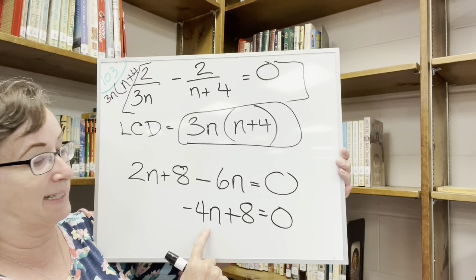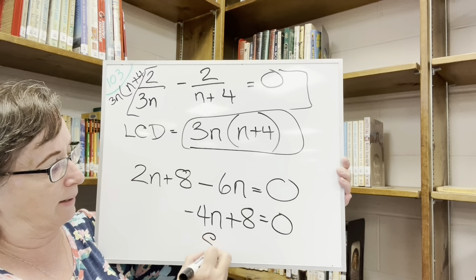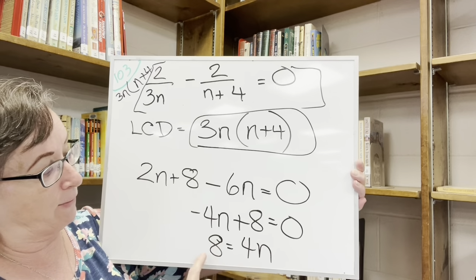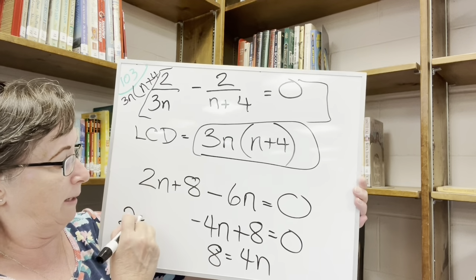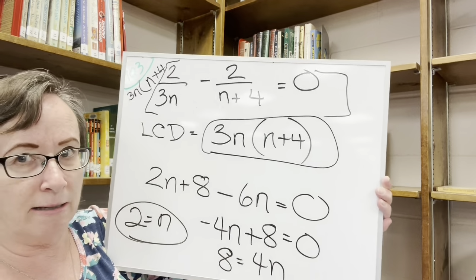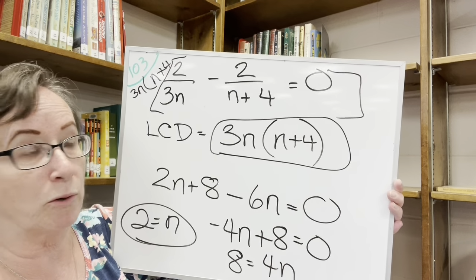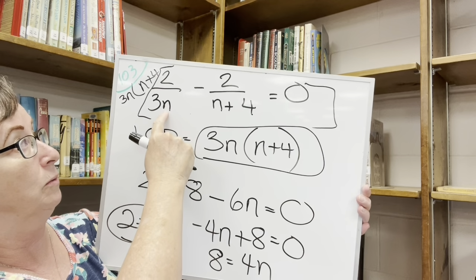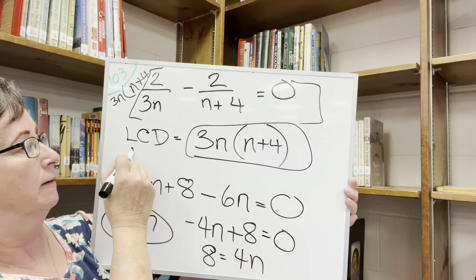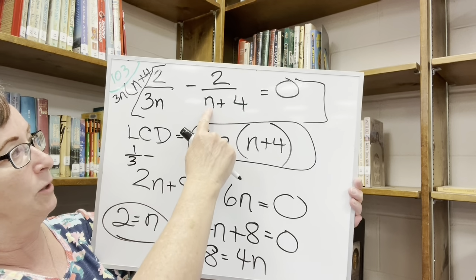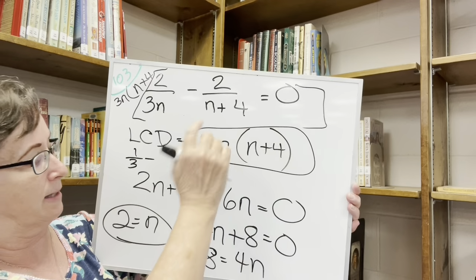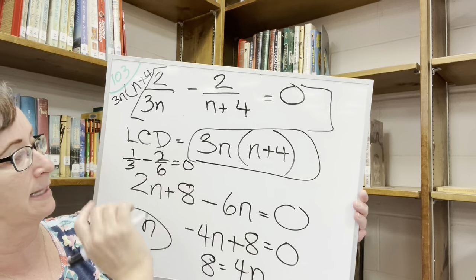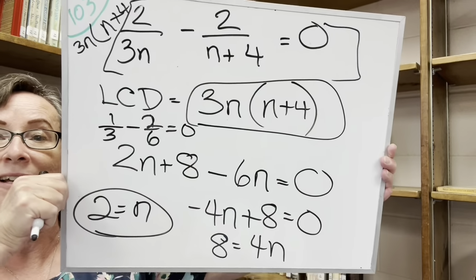And because this is already negative, I can throw it on the other side. So I get 8 is 4n by adding 4n to both sides. And then if I divide by 4 on both sides, I get 2 equals n. And it is not a 0, therefore it should have worked, but we can plug it in. So we get 2 and 2 are going to cancel, so we're going to get 1/3 minus 2 over 6 is 0. And since 2/6 is the same thing as 1/3, you can see that that one is true.